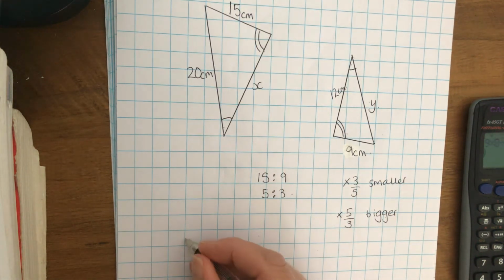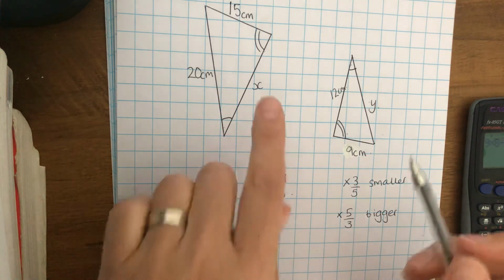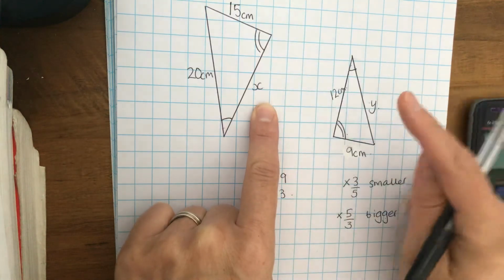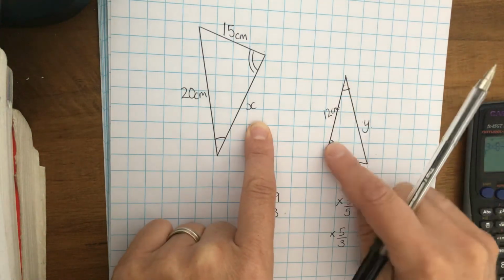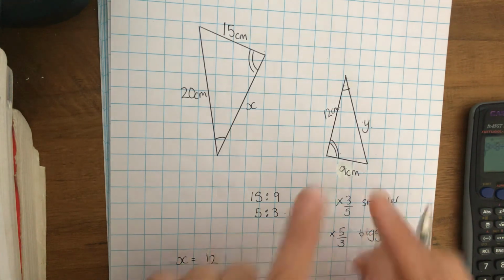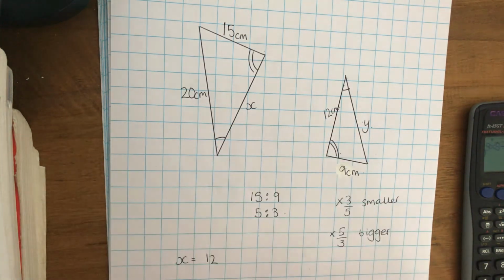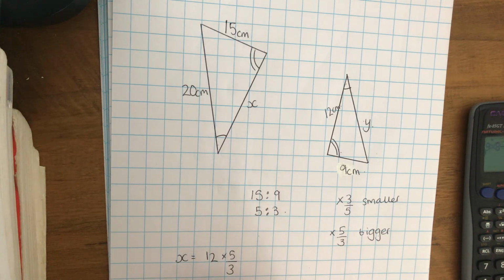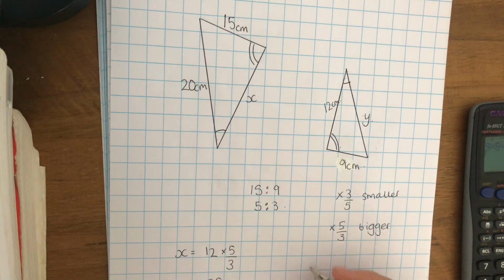So I want to find out x first of all. So which side does x correspond with? Between 1 marking and 2 markings is the 12. So it's 12, and I'm going from a smaller shape to a bigger shape, so times by 5 over 3. 12 fives are 60, divided by 3 is 20. You could also do 12 divided by 3 is 4, times by 5 is 20.